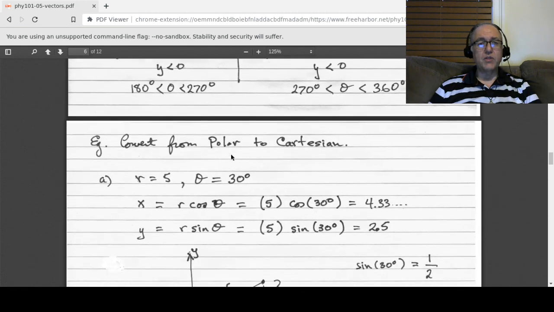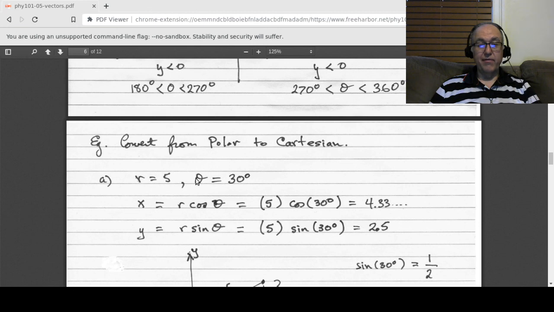Now what? Well, let's do some problems. They're pretty easy problems. Let's start off converting from polar to Cartesian, because that's the easy way to do it. And suppose I tell you that you have a vector, and r is equal to 5 and theta is equal to 30 degrees, and I ask you to convert that to Cartesian. So I give you r and theta. I expect you to calculate x and y.